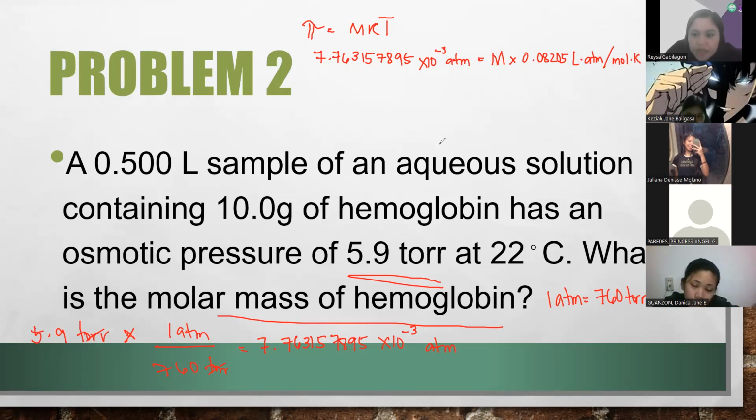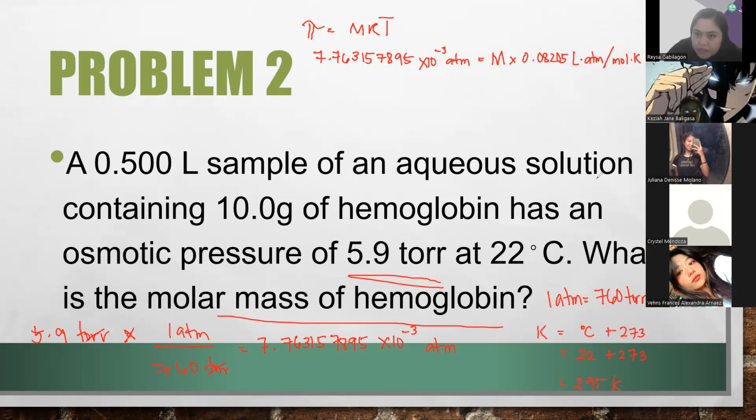What's the temperature? It's 22 degrees Celsius, so let's convert first. This is our formula. 22 plus 273. 295. So this is 295 Kelvin.